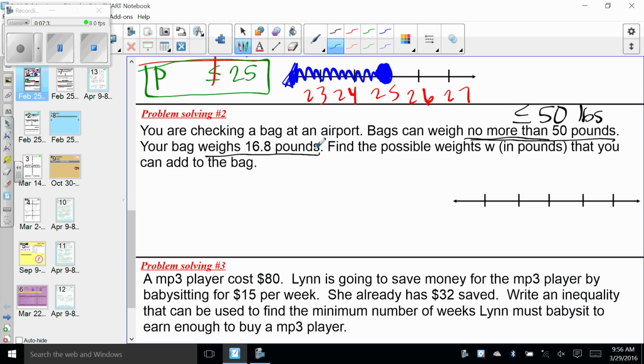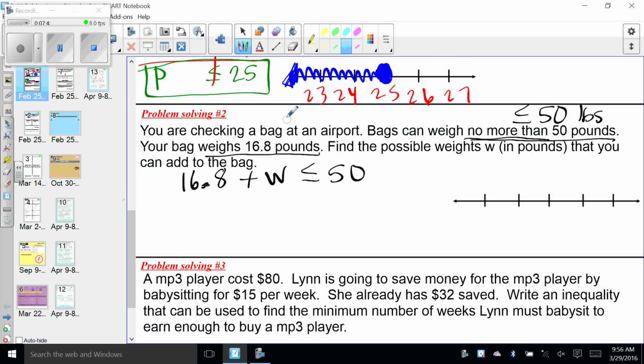So if you wanted to put some additional work or additional stuff in the bag, what could you add? Well, your bag is already 16.8. What else could you add for weight so that you stay within the range of less than or equal to 50 pounds? Because it says no more than, which means at the most it could be. So we're going to go hand method here and solve.